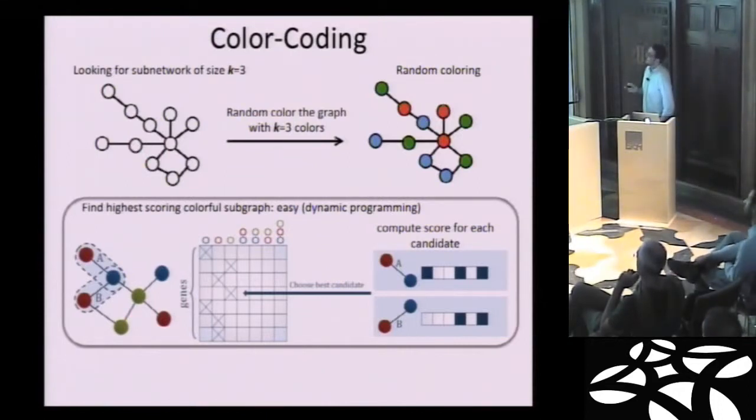So the way we can identify the highest scoring colorful subgraph, and a subgraph is colorful when it contains all the different colors that we have used, and it has cardinality exactly k. So each color used exactly once.